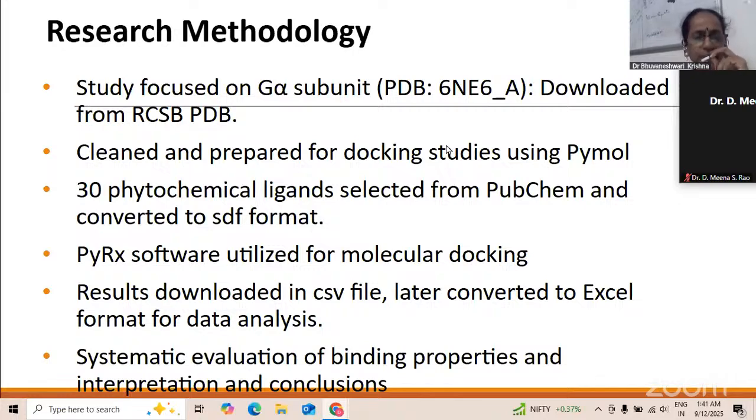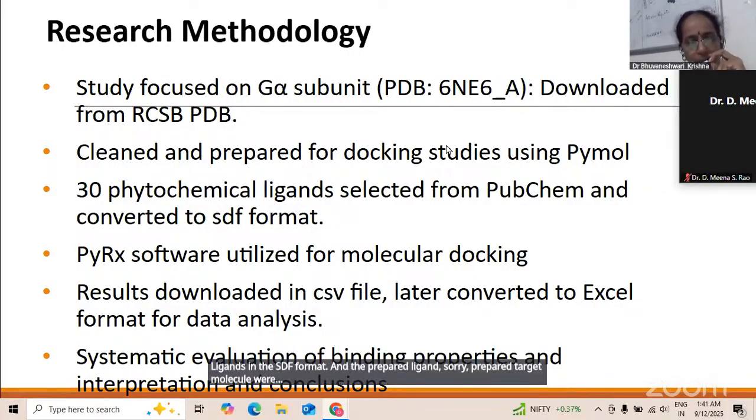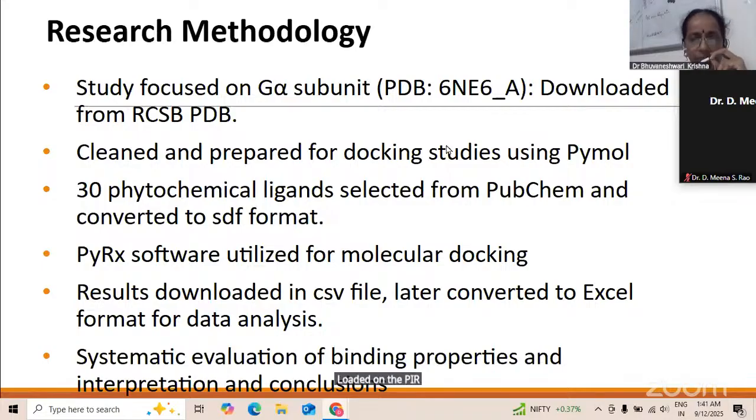So these 30 phytochemical ligands in the SDF format and the prepared target molecule were loaded into the PyRx software, which was utilized for molecular docking studies. The results obtained after the docking were downloaded as a CSV file and later converted to an Excel file for data analysis. A systematic evaluation of the binding properties was done, and interpretation and conclusions were drawn on the document.